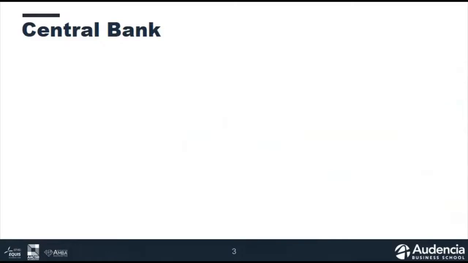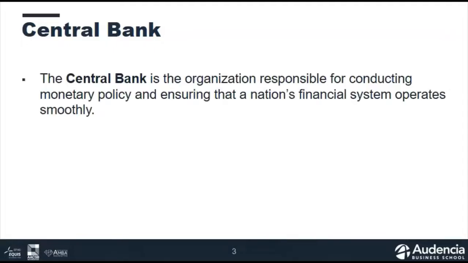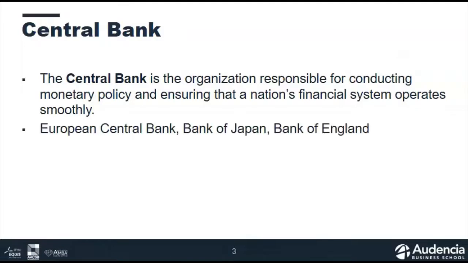First off, we have to have a good understanding of what the central bank is and what it does. So the central bank basically is the organization responsible for conducting monetary policy and ensuring the nation's financial system operates smoothly. That's the role of the central bank. Now, we have a lot of central banking systems across the world today. We have obviously the Fed in the United States, but we also have other types of central banks. In Europe, we have the European Central Bank, the ECB. We have the Bank of Japan, the Bank of England, and there are obviously others out there, but these are the largest central banks that exist.